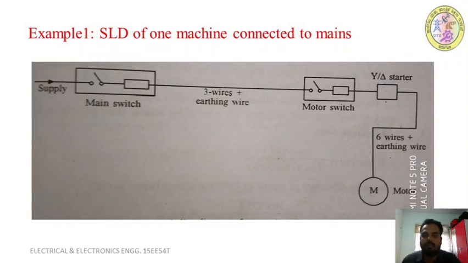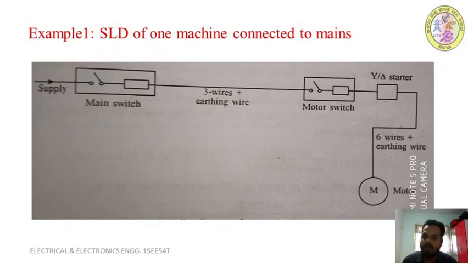This is one more example of a single line diagram, of one machine connected to the mains. Here we have only one motor to be connected to the supply. The supply is taken from the pole and given to the main board. In the main board you have indicators, an energy meter and a main switch. You can see the main switch, main fuse unit and main MCB. From there you take the supply, which is 3 wire plus earth wire, and it is given to the motor switch board or motor starter board.